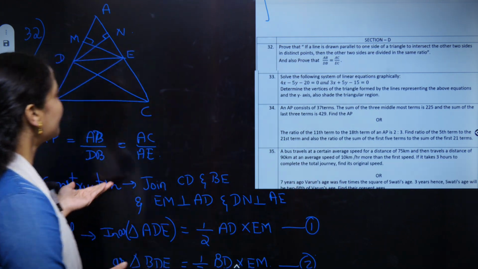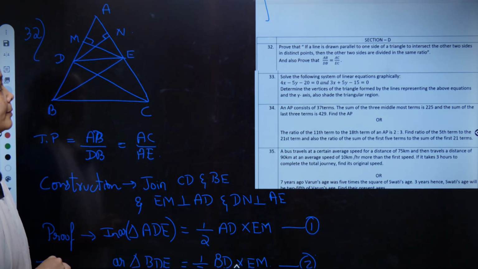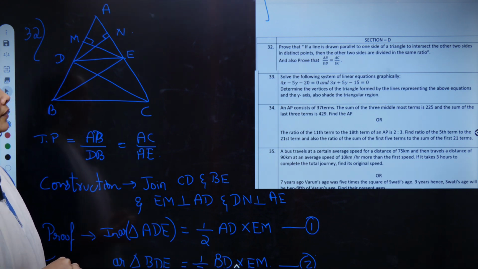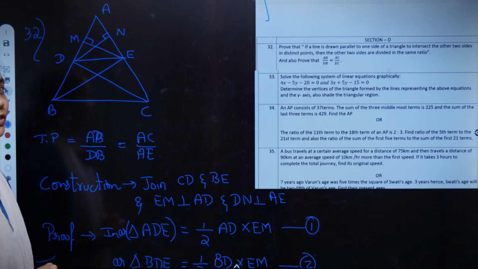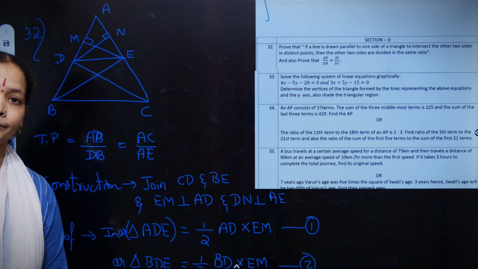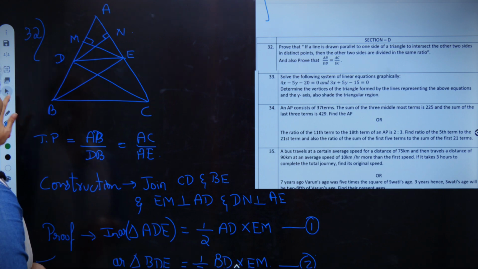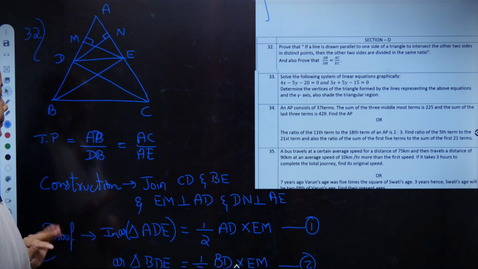According to the theorem, I have just drawn the triangle. This is my triangle ABC, and D and E are the points of division of AB and AC, which are non-parallel, and I have been provided with DE parallel to BC. Now I have to prove that AB by DB is equal to AC by EC.